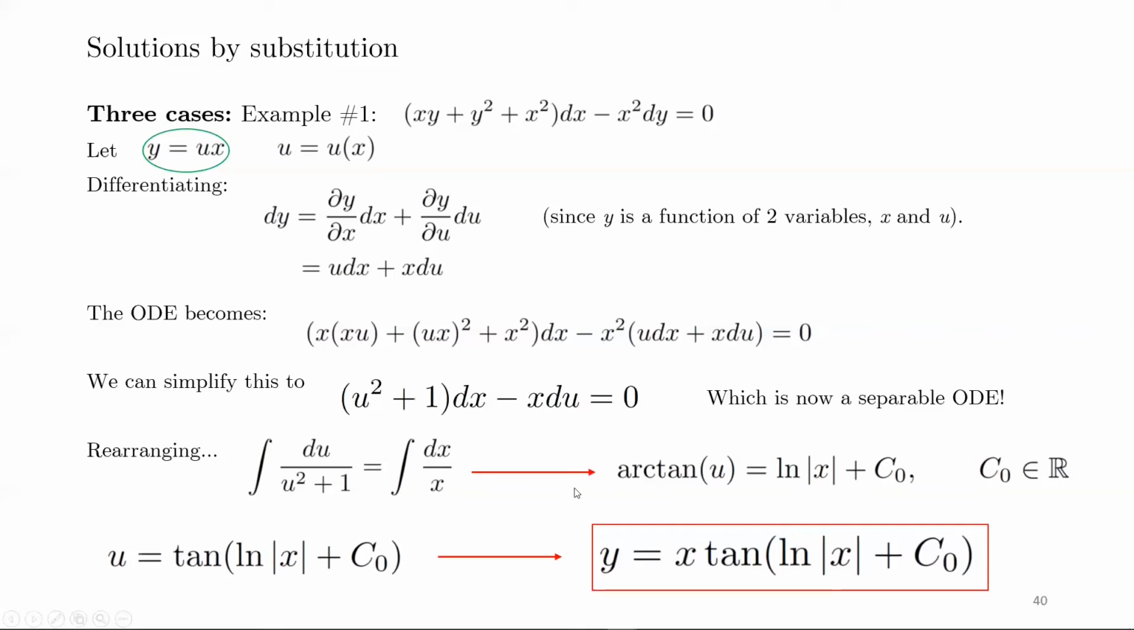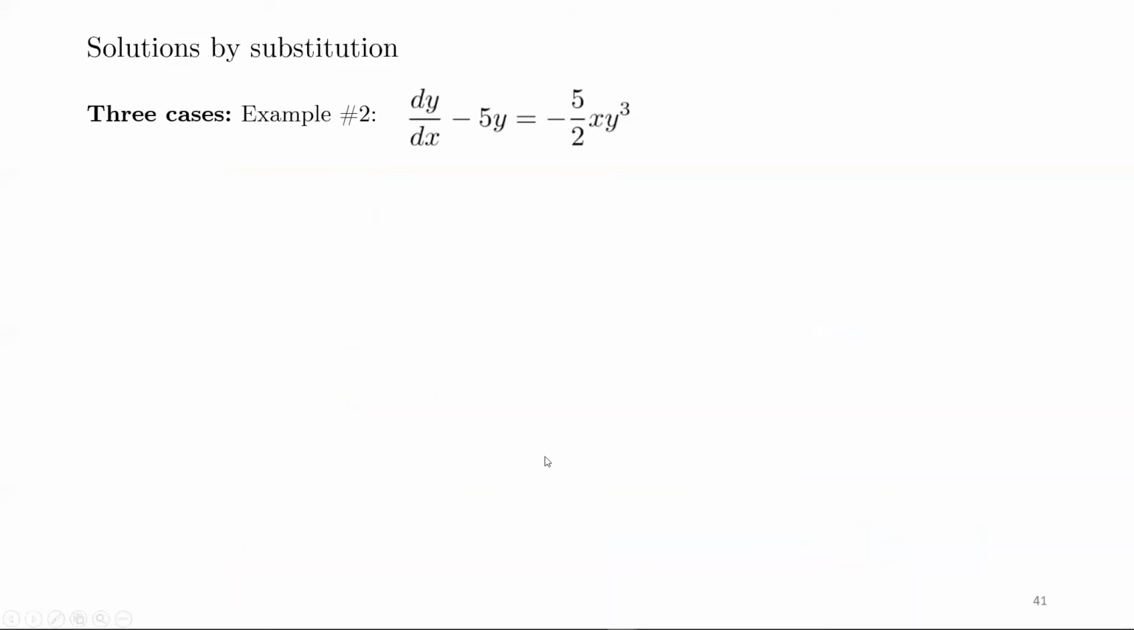Okay, so let's take a look at another example. So again, this ODE is obviously not separable. You can try if you like, but it's not. It's not linear either, but it's almost linear, right? If I didn't have this y to the power of 3 thing here, it would actually be linear.